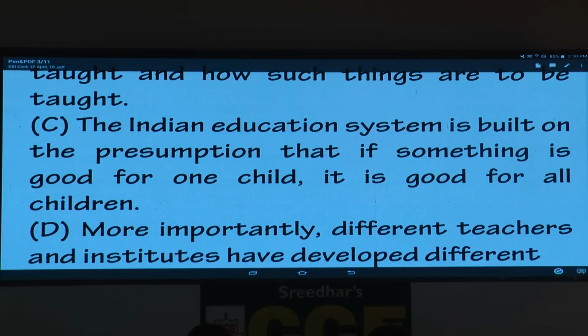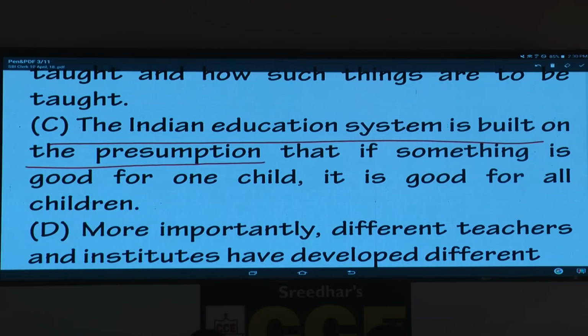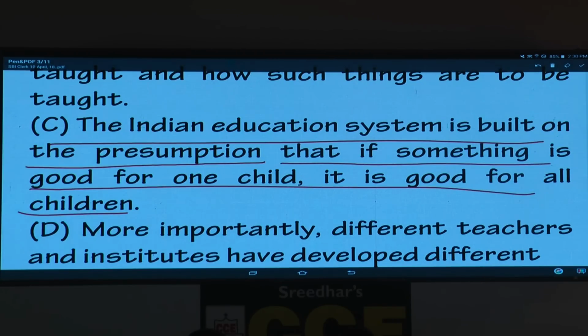So this parajumble also, I have a feeling we have done already. So what is this parajumble about? So what is the first sentence? The Indian education system is built on the presumption. Presumption means what? Assumption. Presumption means that if something is good for one child, it is good for all children. That is the reason why today, across the country, of course, parents have changed of late. In the past, every family, engineer or doctor, no third option. So because of this, something like this.